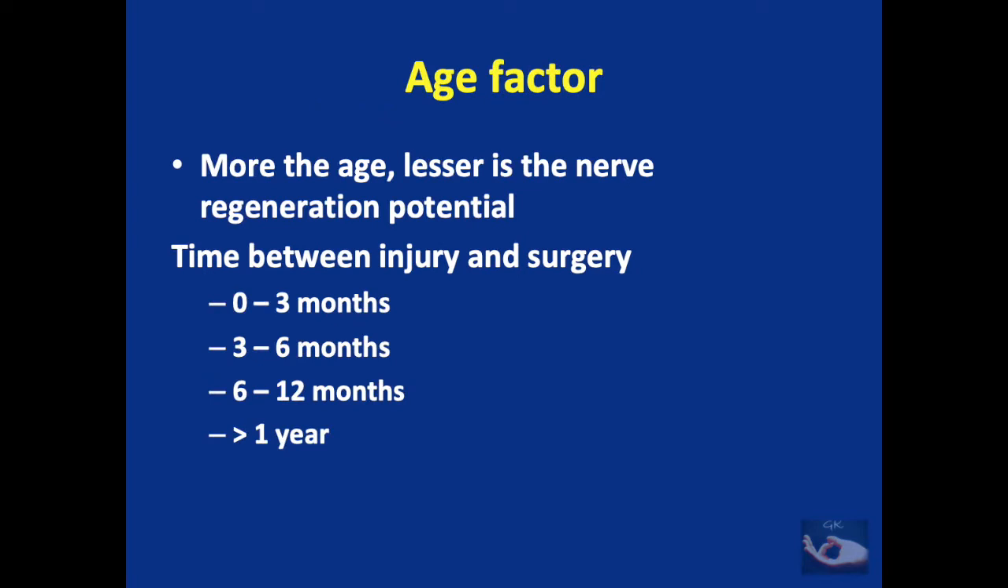As far as the age is concerned, we need to remember that the more advanced the age, the lesser is the nerve regeneration potential. The second thing to remember is the time between the injury and the surgery. It can be divided into 4 different slots: between 0 to 3 months, 3 to 6 months, 6 to 12 months, and more than a year.